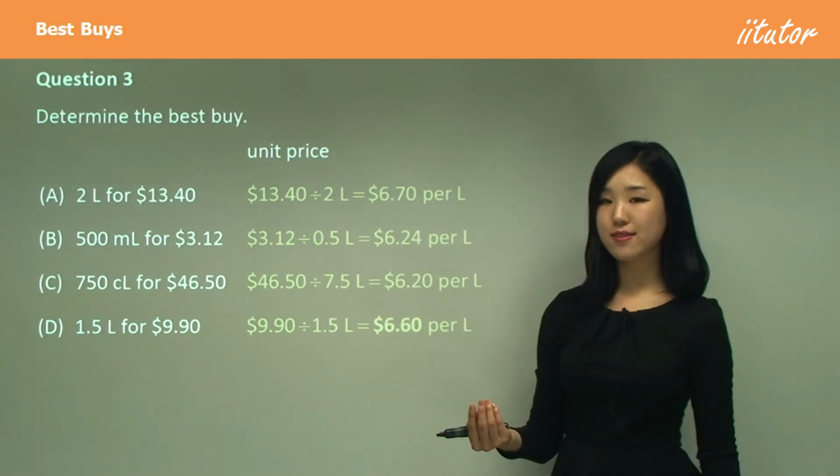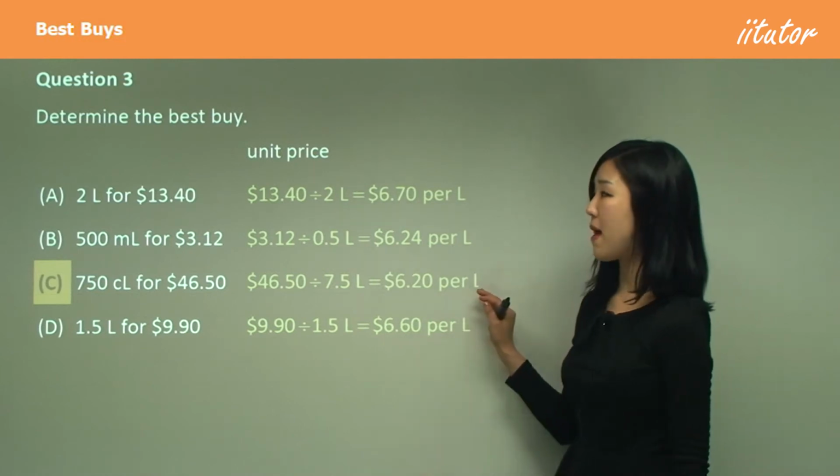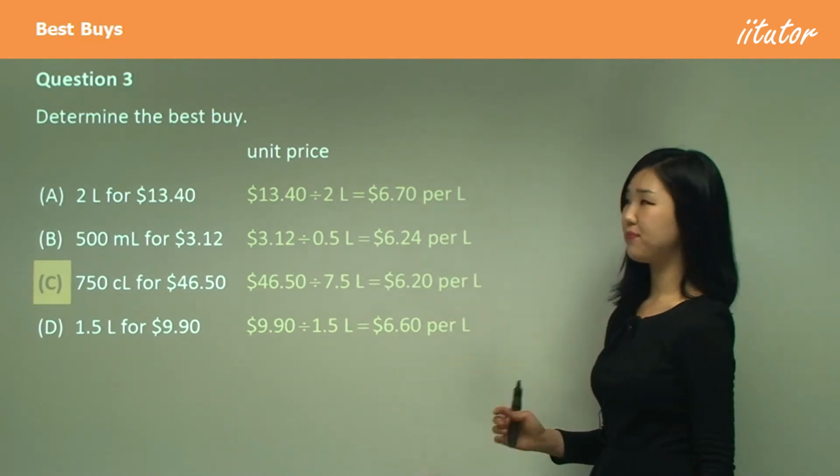Which one is the lowest? Well, I can clearly see that C is the lowest, so this is my best buy. And that is the answer, so comparing should be very easy.